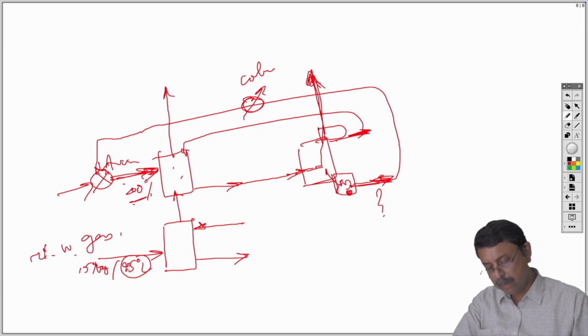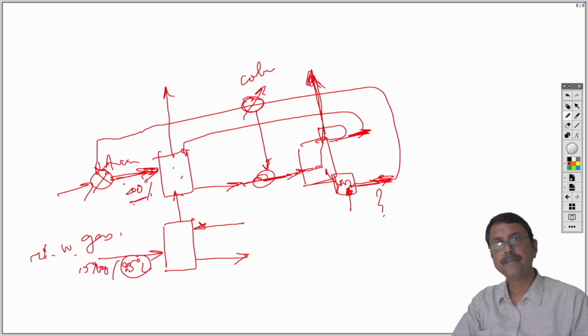Rather, we will preheat over here. This stream is going into the stripper. So we will use this heat over here to preheat the stream so that we have less load on the reboiler. Okay, so some kind of heat integration or energy savings is possible over here, right?